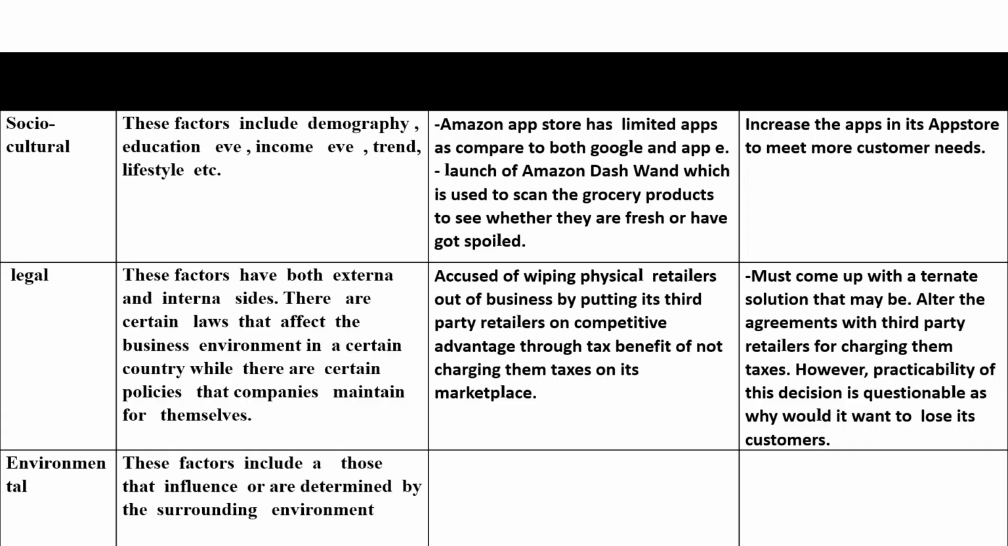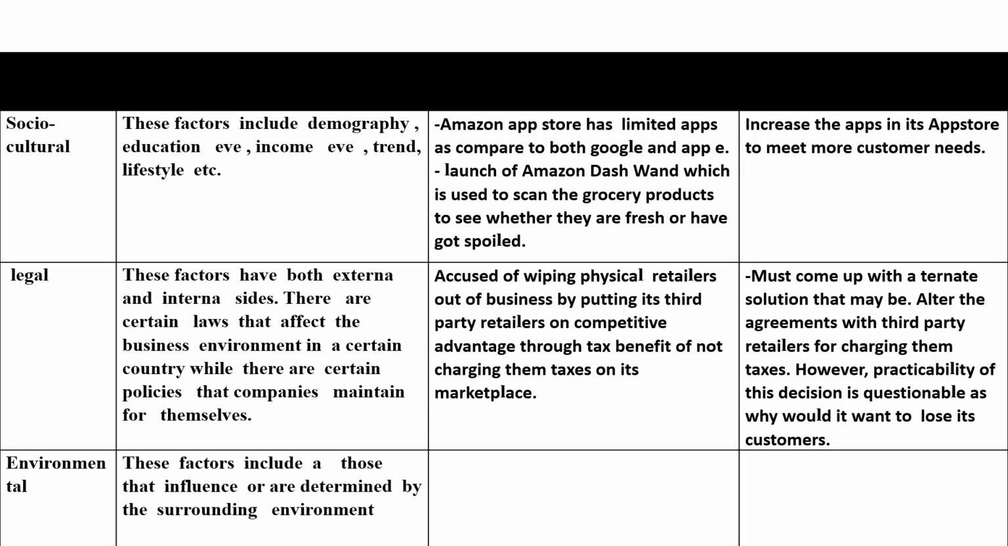After that, we have socio-cultural. These factors include demography, education, income, trends, and lifestyles. Amazon App Store has limited apps as compared to both Google and Apple. It should increase the apps in its store to meet more customer needs.